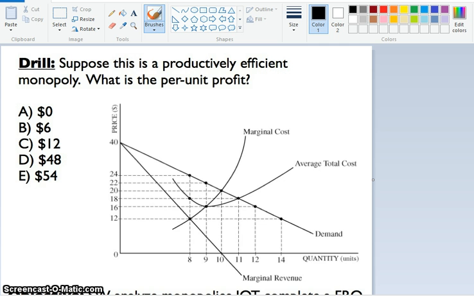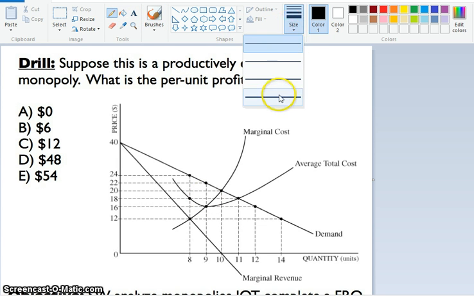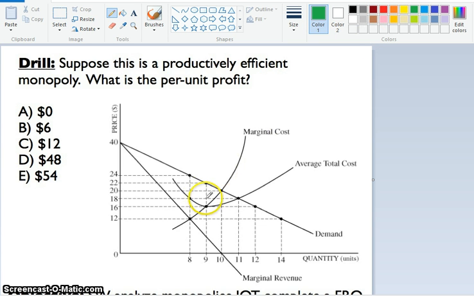All right, let's see. So productively efficient. If Mr. Sutton is not mistaken, that's also the efficient scale. That's where ATC is at its minimum, which is right here where it crosses the marginal cost curve. Now, let me get a pencil here. All right, we're looking for the profit. So first we've got to find the total revenue. So we know the quantity is 9, because that's where ATC equals MC.